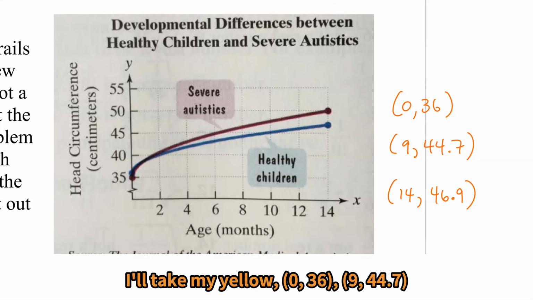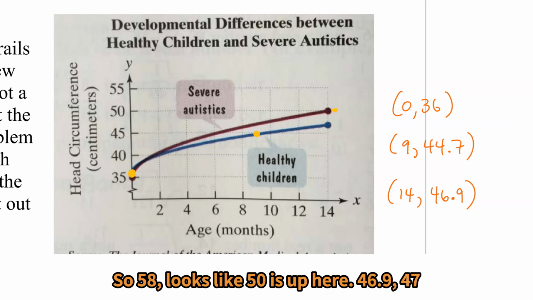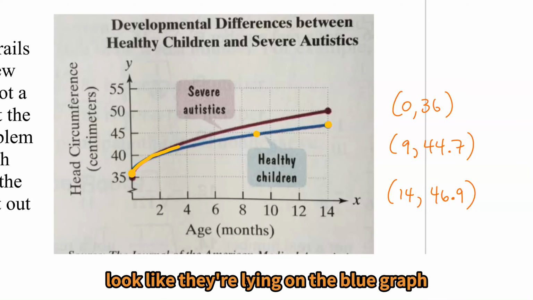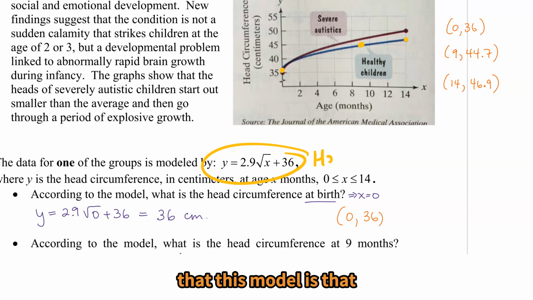I'll take my yellow, (0, 36), (9, 44.7) would be here, and (14, 46.9). So 50 looks like it's up here. 46.9, 47, looks like it's there. So these 3 points look like they're lying on the blue graph for the healthy children. So it would be a good indicator that this model is that for healthy children.